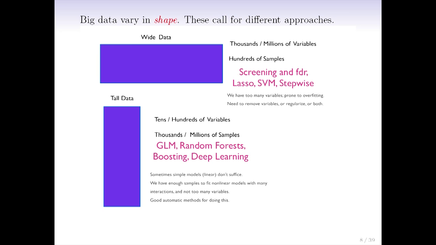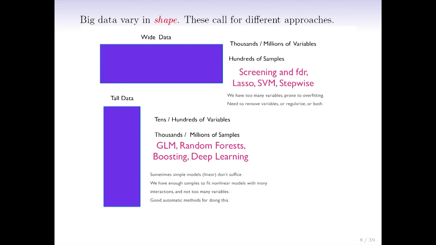With wide data, we've got many more features than we have observations. In statistics, we have a sexy way of describing that. We call it the P bigger than N problem. Not really sexy. This comes up, for example, in genomic experiments. You might have thousands or millions of variables and hundreds of samples.